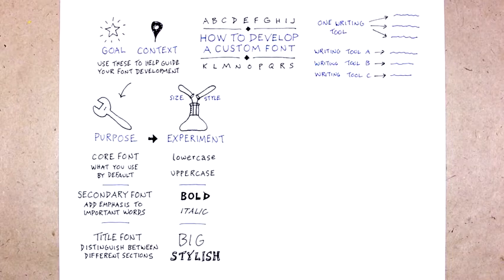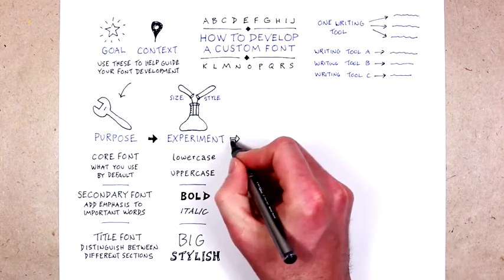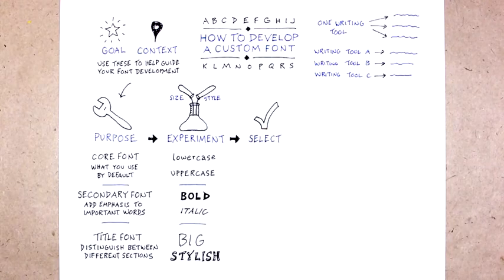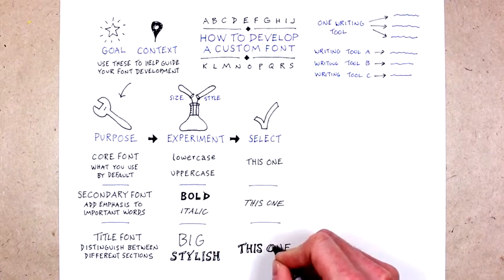By taking the time to experiment with different fonts in this way, you'll get a good feel for the types of variation that you like best, and you'll be more likely to find the type of font that fits well for that particular purpose. Now that you've got some options to choose from, you can select the font that you like best for that purpose. For these examples, I like uppercase for my core font, italics for my secondary, and the more stylish version for the title font. I'd like to point out here that you could switch the order of purpose and experiment.